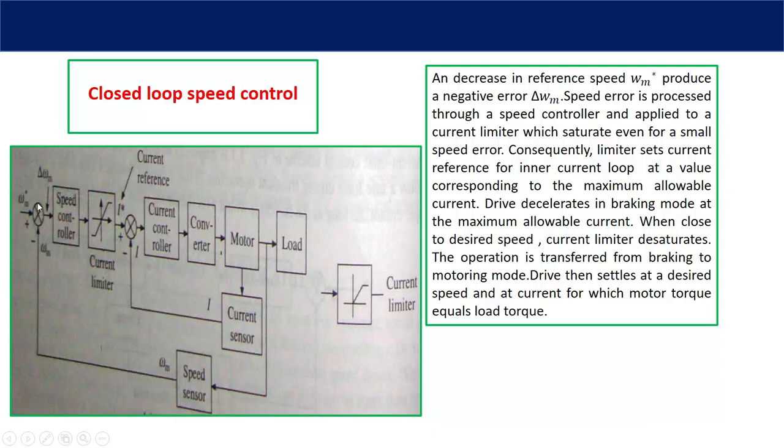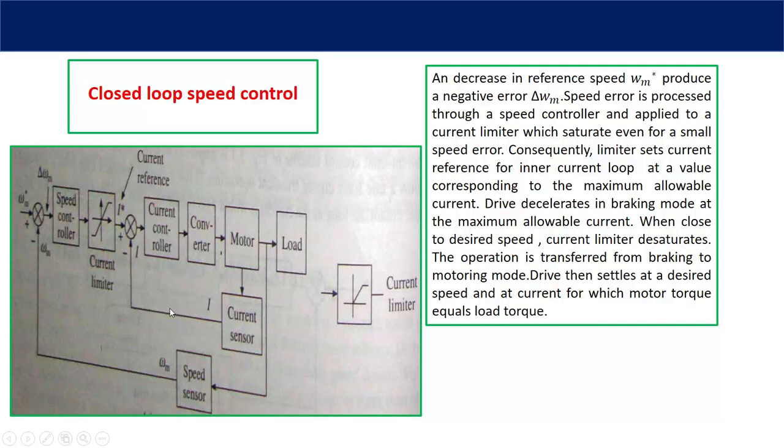That means when the desired speed is obtained, there is no need of this controller, and the motor will run in motoring mode. The operating point is now shifted from braking mode to motoring mode. That means speed is now achieved. Now continuous supply is required to run that motor at that speed. The drive then settles at the desired speed at a current for which motor torque equals load torque.